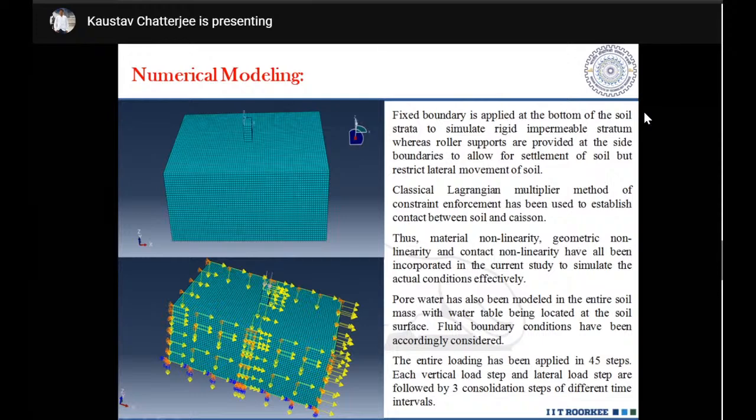A Lagrangian multiplier method has been used to establish contact between the caisson and the soil. So material nonlinearity, geometric nonlinearity, and contact nonlinearity have been incorporated in the present study. Pore water flow has been allowed, so fluid boundary condition has also been met.